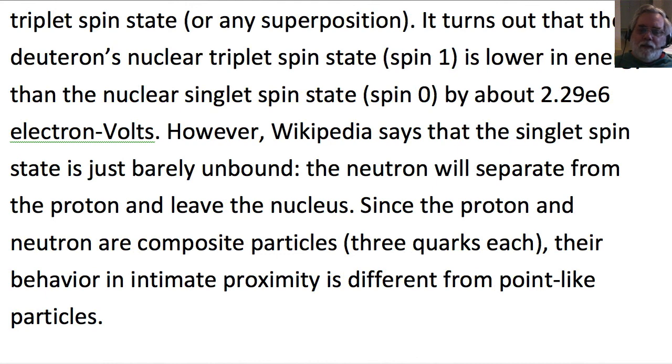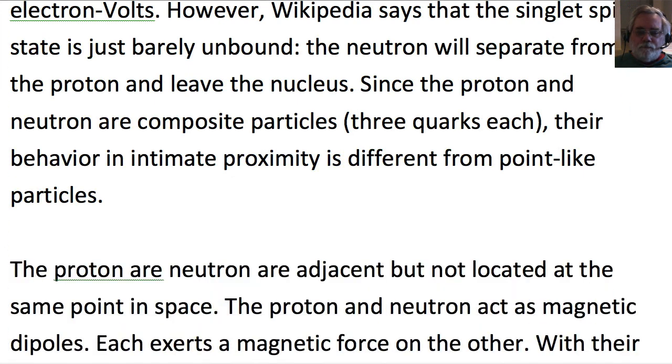However, Wikipedia says that the singlet spin state is just barely unbound. The neutron will separate from the proton and leave the nucleus. Since the proton and neutron are composite particles, 3 quarks each, their behavior in intimate proximity is different from point-like particles.